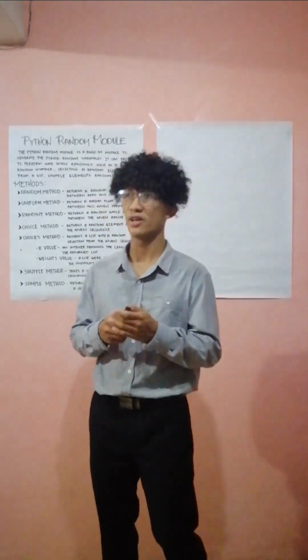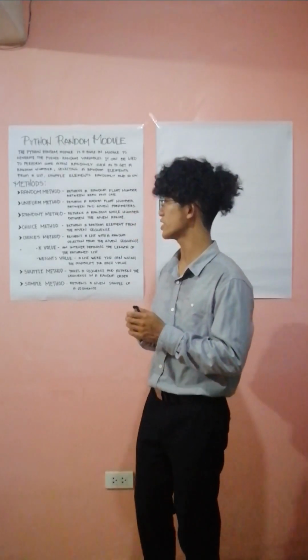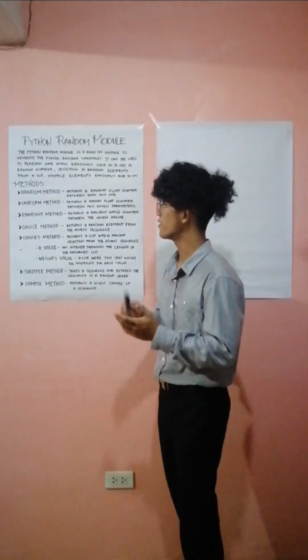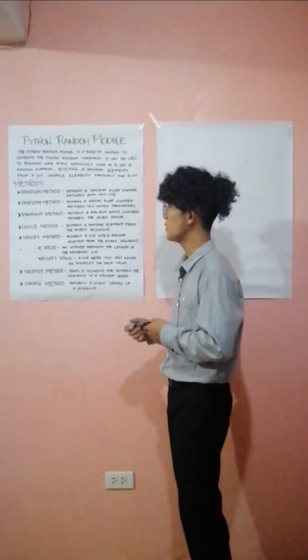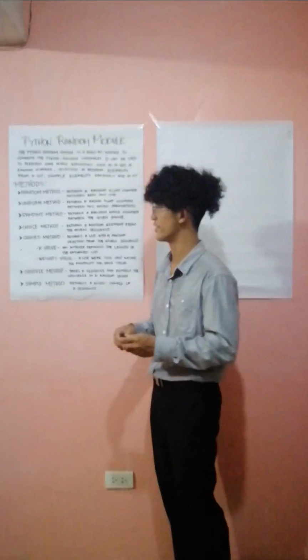As we all know, we are familiar with the three methods of random modules. Sir Campos taught us from our previous lessons. We are familiar with the random, the choice, and the randint. But now, I will discuss a total of 7 more methods. So, let's get started. For our first method, we have the random method, which we are familiar with, right?